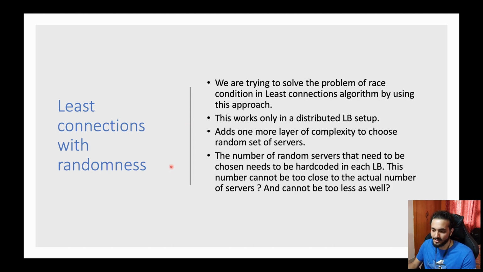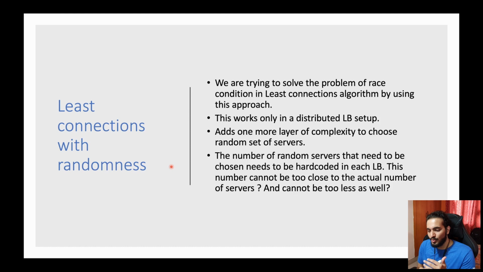So the next point is, this is very interesting. What happens when, let's assume you have a number of load balancers, you have 10 load balancers and you have 100 web servers. The number of random servers that each of the load balancers picks is something which is static, right? Let's assume we choose 10 as a number. Each load balancer amongst the 10 load balancers is going to choose 10 random servers at any duration. Now this number is static and it's kind of hard coded in each of these load balancers.